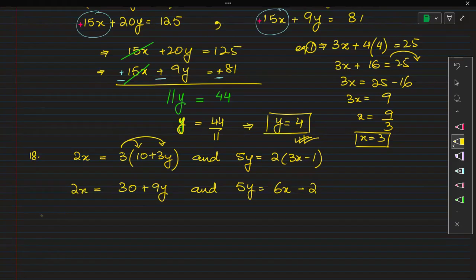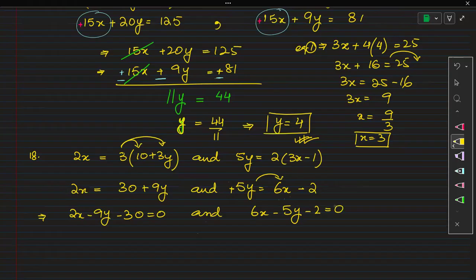Now we can write this equation in this form: 2x minus 9y minus 30 equals 0. We can also write it in this way. And similarly, we can do the same thing with this equation. We can shift this 5y to the other side. So it becomes minus 5y. Over here it is positive, so when you shift it, it becomes negative 5y. And then minus 2 equals 0. Again, we got two equations. Let me call them equation number 1 and equation number 2.